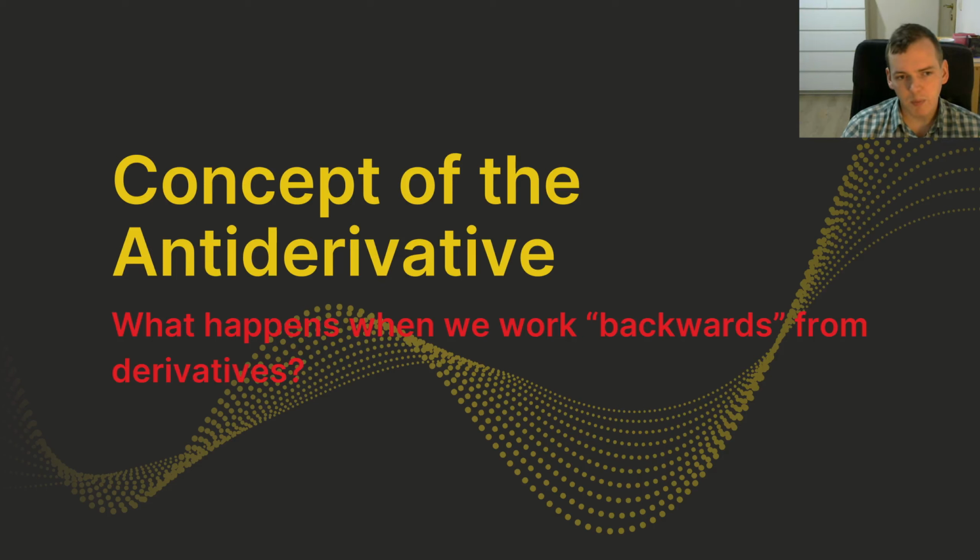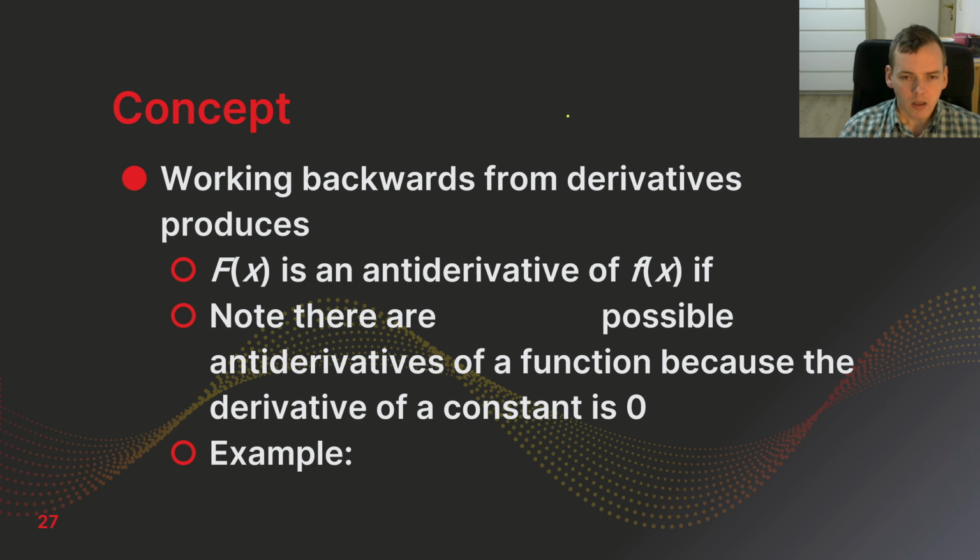We're going to take a couple minutes here to talk about the concept of an antiderivative. In other words, what happens when we work backwards from derivatives. So the concept of starting with a derivative and then working backwards is going to produce what we call an antiderivative.